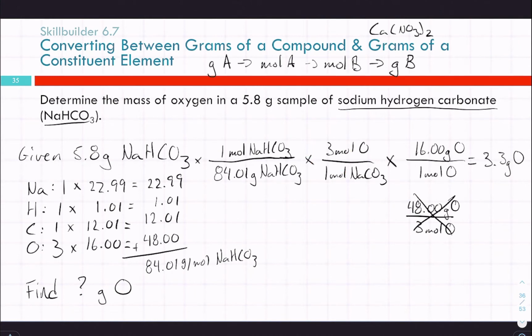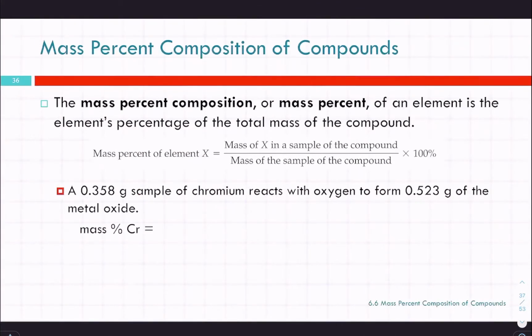For any of these, calculate the mass of something in something else. You're going to do this grams to moles to moles to grams that I had written up here. All right. Lots to cover.